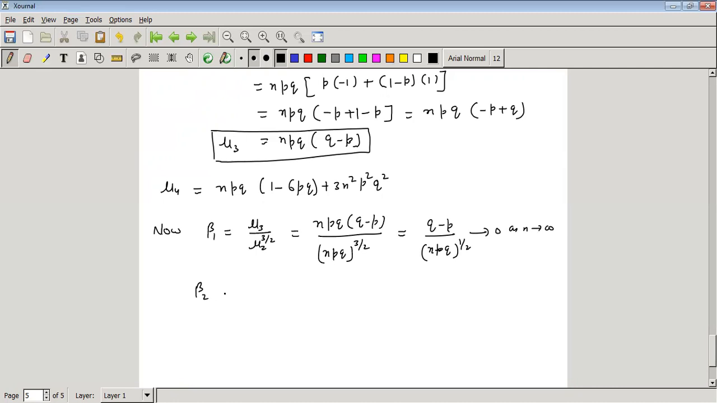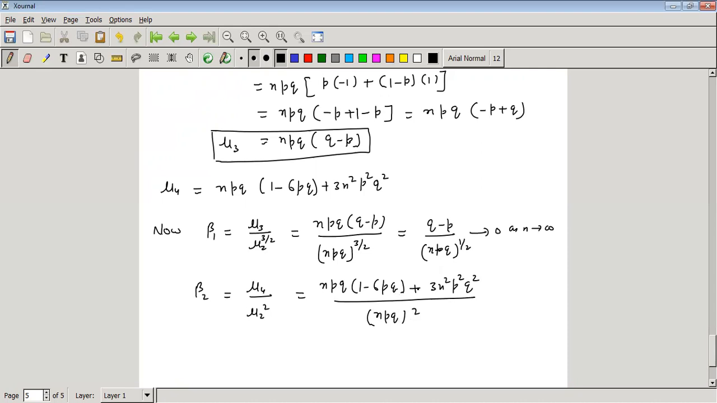And beta 2 is equal to mu 4 by mu 2 square, and that is, mu 4 is npq into 1 minus 6pq plus 3n square p square q square, divided by mu 2, npq, whole square.